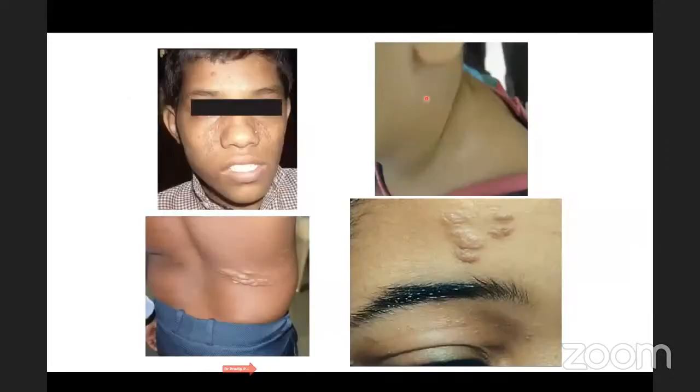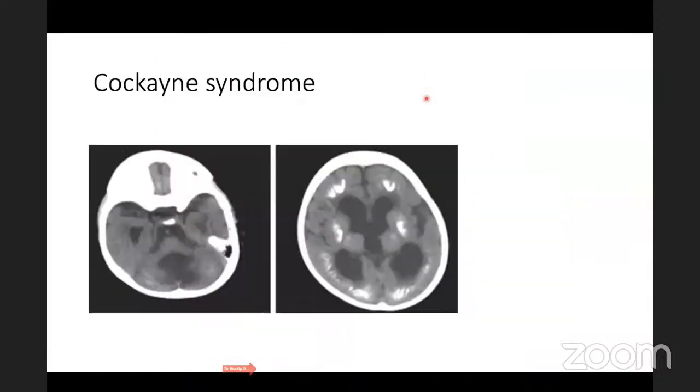So these are the skin findings. This is all something which you know already: your cutaneous angiofibromas, your ash leaf macules, your shagreen patch, and the forehead plaque. Right? There are certain neurodegenerative conditions. I'll just show you two before I conclude.